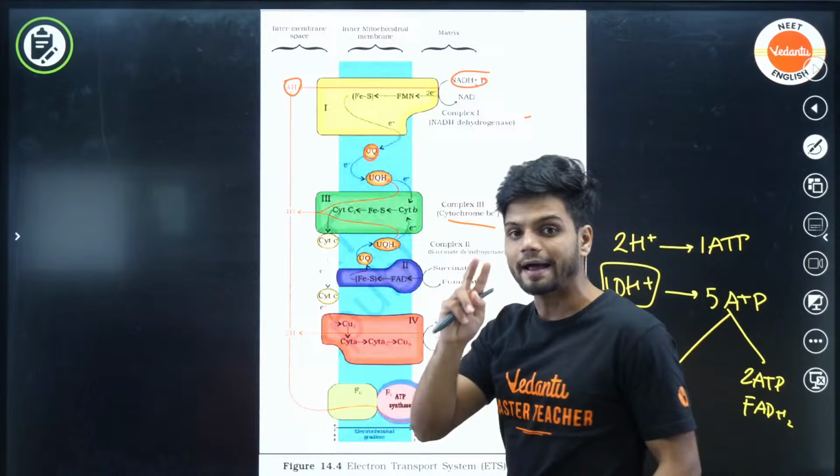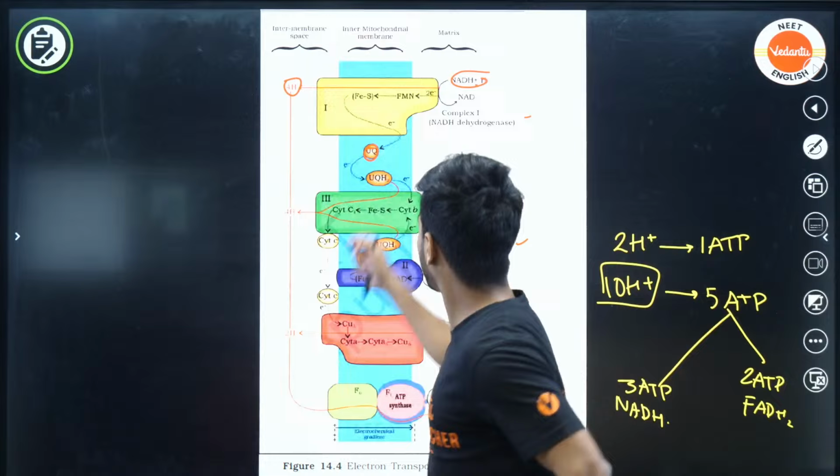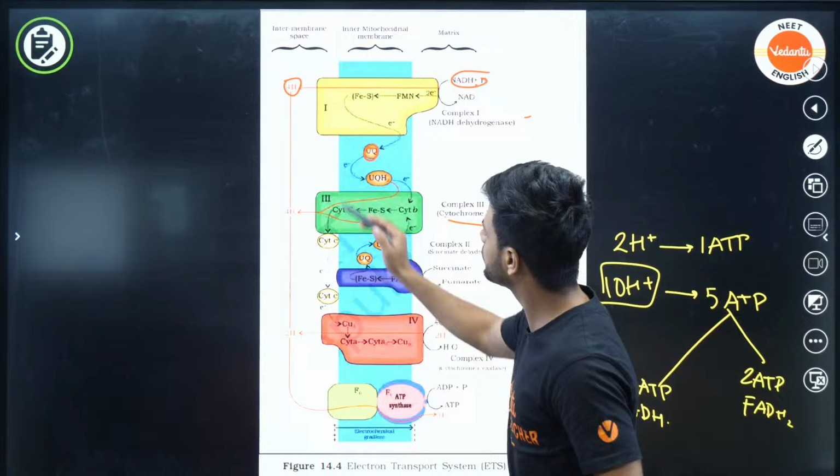Two from here, and two from the matrix, because of your cell. Complex 1 is doing work on itself and releasing 2H plus. So in total there are 4H plus, from here and from here.